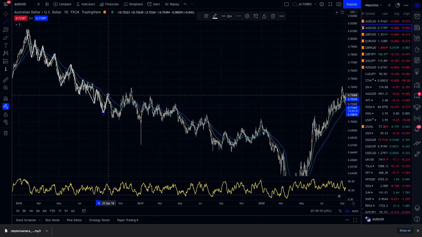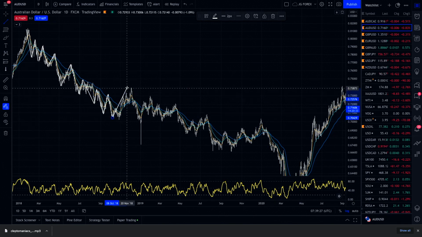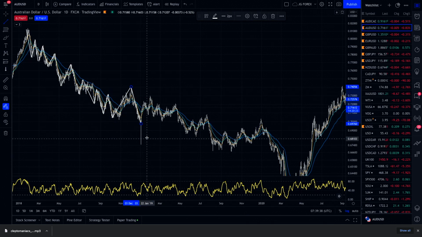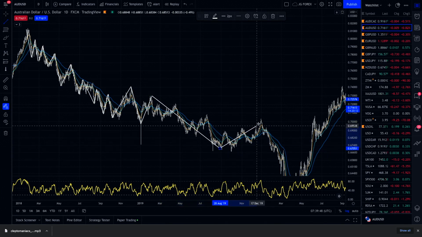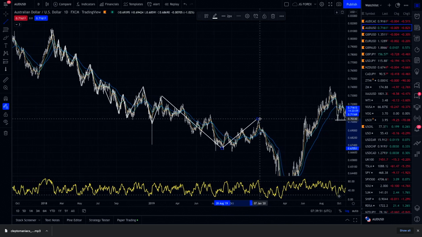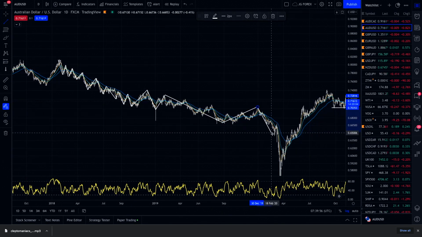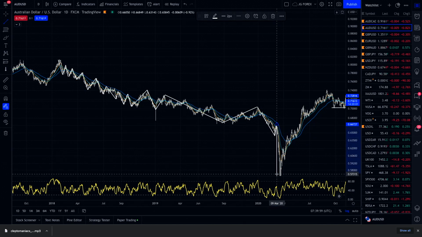So new structure low, outside return, new structure low, and then we get a pullback, but this isn't the outside return because this one doesn't close below this low. So the outside return in this case is a violation, which we call a potential rotation, and then we go back into trend because we close below this previous low, making this the new structure low. And then we don't violate this low until all the way down here. We get the low here, and this is considered an outside return, and then this, and then this, right?